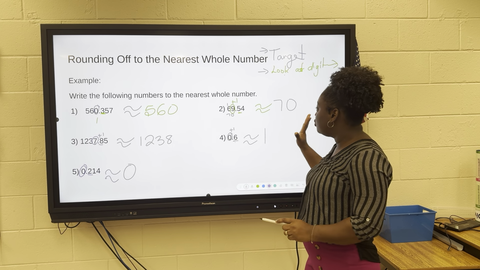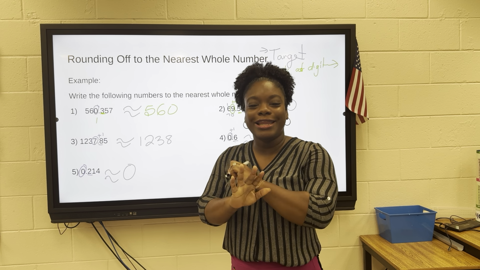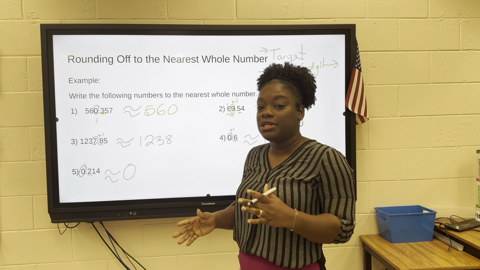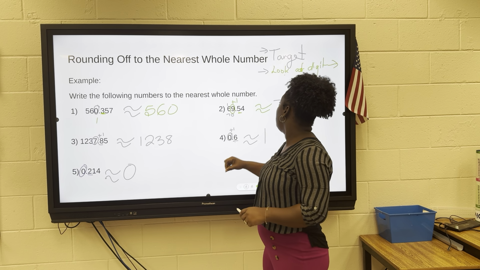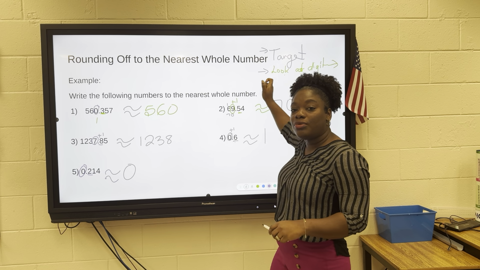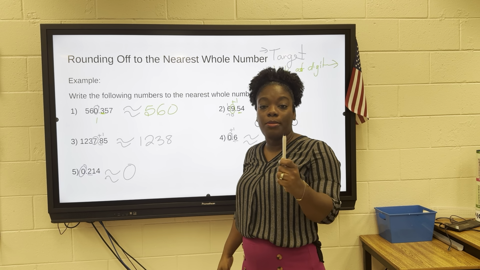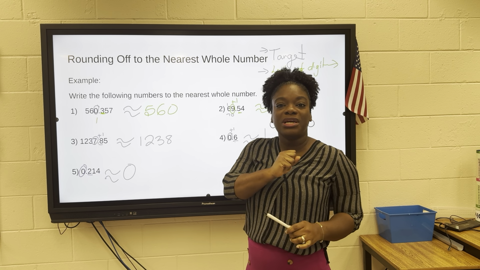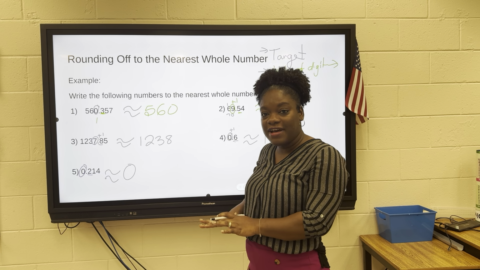Very good. So let's just recap a little bit. Remember, the first step in any form of approximation is to find your target. And then you look at the digit to the right. And that digit to the right will tell you if you're going to add 1 to your target, meaning rounding up, or you're going to keep your target as is if it's less than 5.